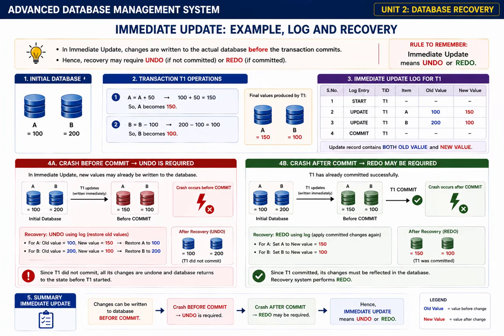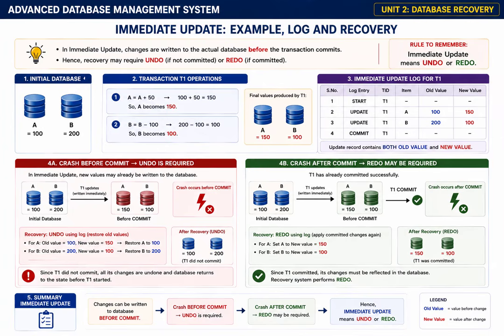Now, let us take the immediate update example from our notes. Again, the initial database values are A equals 100 and B equals 200. Transaction T1 performs A equals A plus 50. So A becomes 100 plus 50, which gives us 150. Then T1 performs B equals B minus 100. So B becomes 200 minus 100, which gives us 100. Therefore, the final values produced by the transaction are A equals 150 and B equals 100.